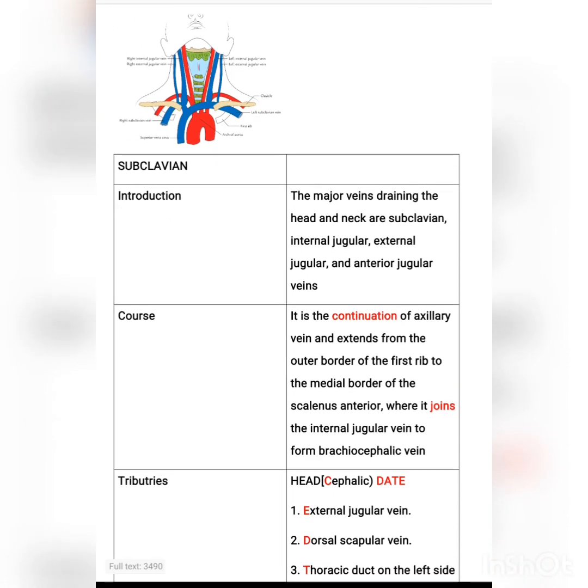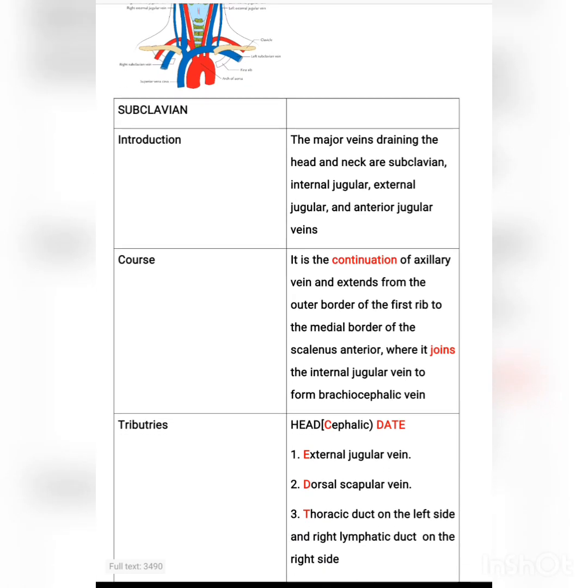Now the subclavian vein is the continuation of the axillary vein and extends from the outer border of the first rib to the medial border of the scalenus anterior, where it joins with the internal jugular vein to form the brachiocephalic vein.